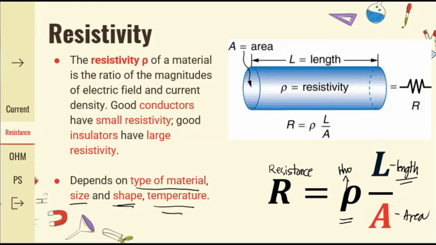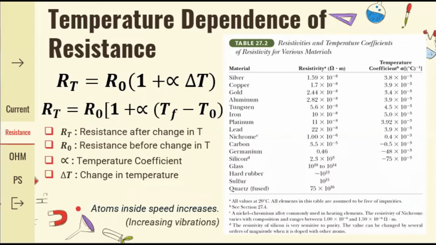So how does temperature affect the value of the resistance of the object? Temperature dependence of the resistance. In order for us to indicate the effect of the temperature on the resistance value of that specific object or material, we use this equation. R sub T is equal to R sub naught multiplied by 1 plus alpha delta T. If we expound this expression, R sub T is equal to R sub naught multiplied by 1 plus alpha, times final temperature T minus initial temperature T naught.